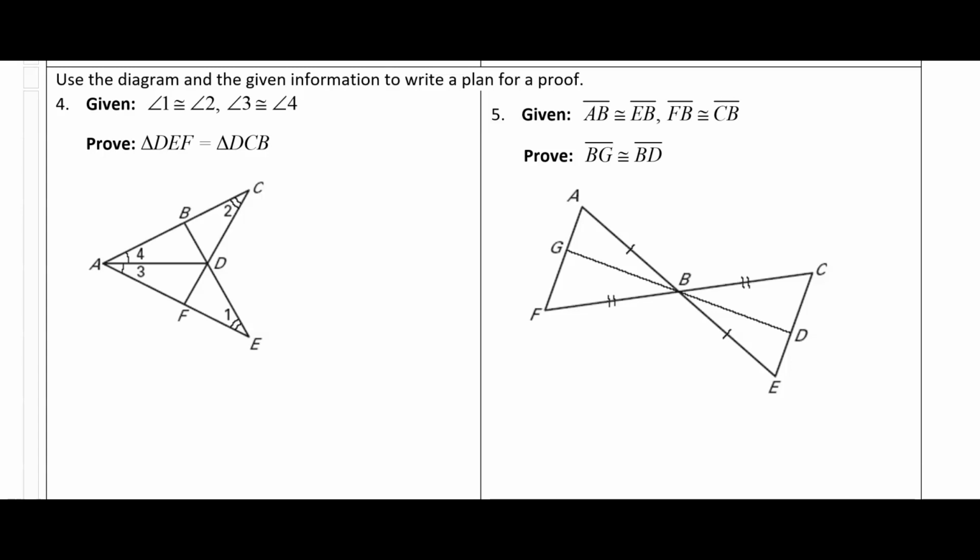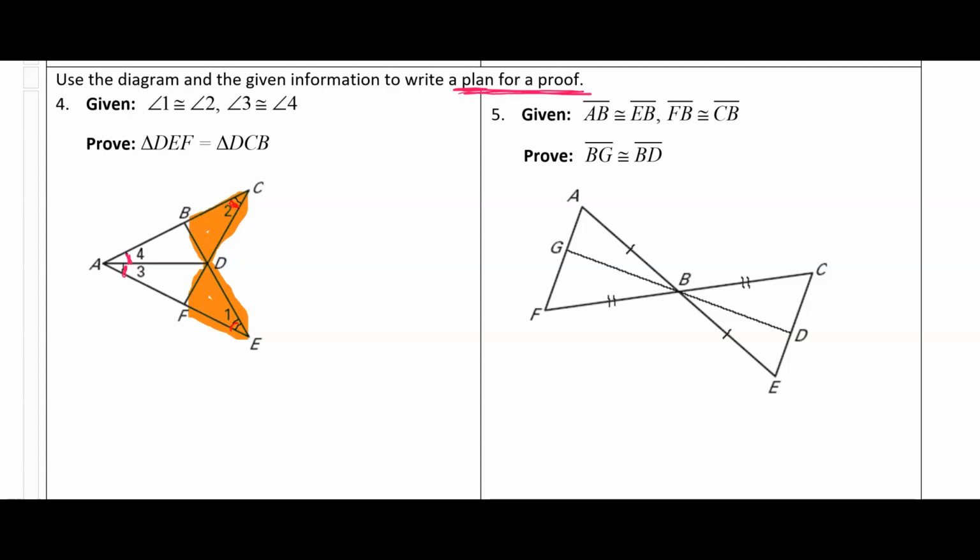Okay, now let's look at questions 4 and 5. It says, use the diagram and the given information to write a plan for a proof. Now notice, we are not writing a full-fledged proof, we are writing a plan for a proof. So it says, given angle 1 is congruent to angle 2, and angle 3 is congruent to angle 4, prove triangle DEF, so this triangle right here, DEF, is congruent to DCB.